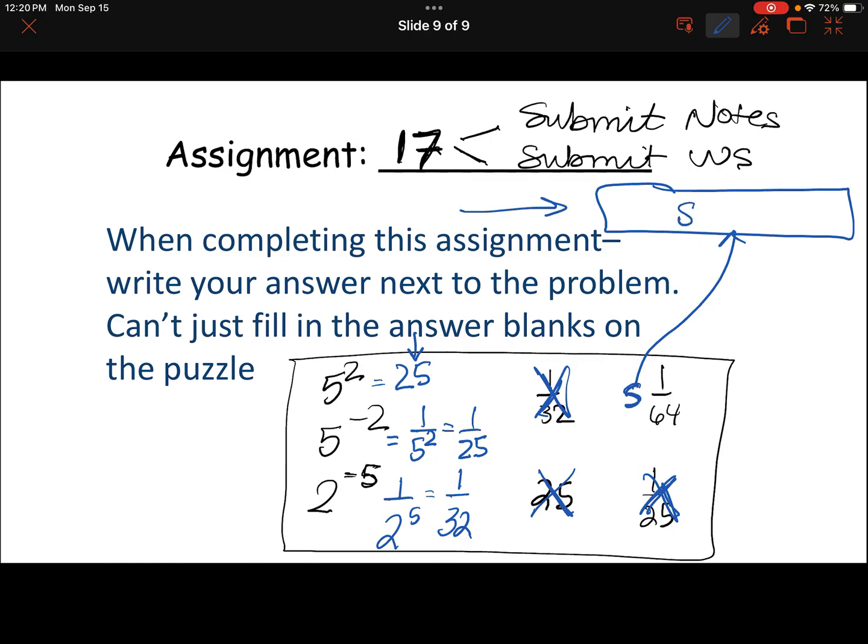I don't really care if you do the puzzle. I do want you checking your answers, and I want your answers next to the problems. Okay? We will pick up there with that basic knowledge of a negative exponent when I see you again on Monday. Make sure you have 2 submissions. You should have your notes, which is one-sided, and your worksheet, which is one-sided, in assignment 17 by the time you arrive on Monday. Great job today.